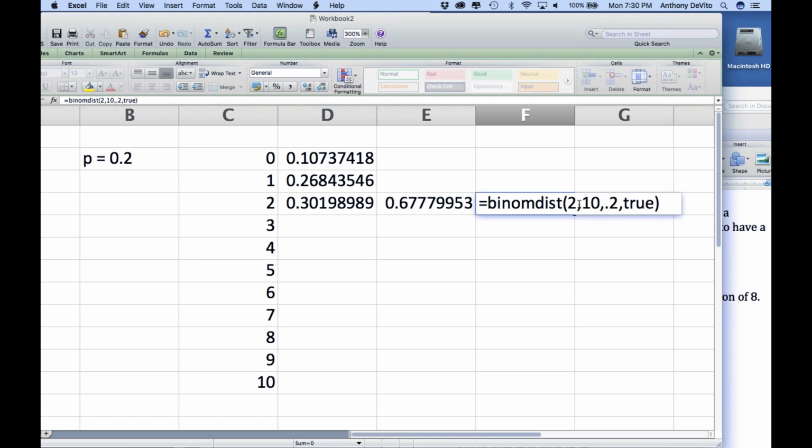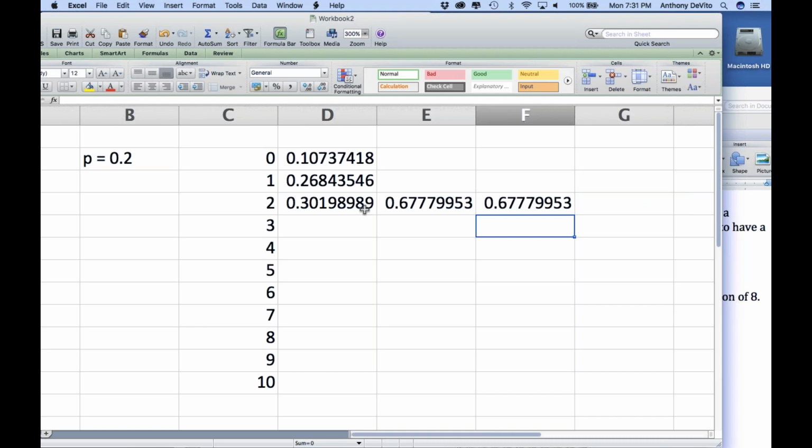What's going to happen now, it's going to give us the accumulated probability for 2 and lower, which we just found was 67%. Okay, hold your breath. Comes out the same thing. That's what saying cumulative true does for us, right? And we know that 1 minus that would be 3 or more, right?